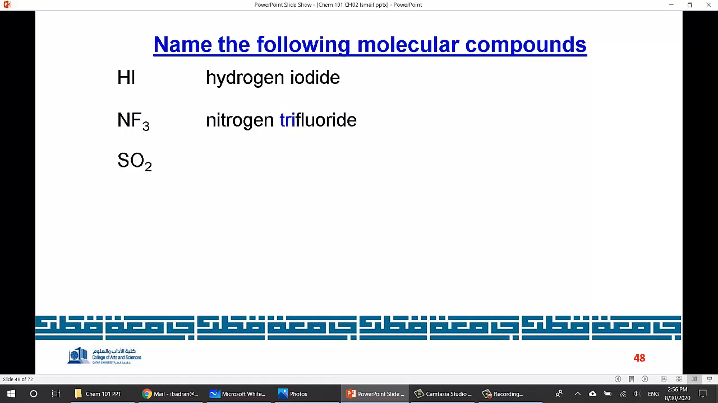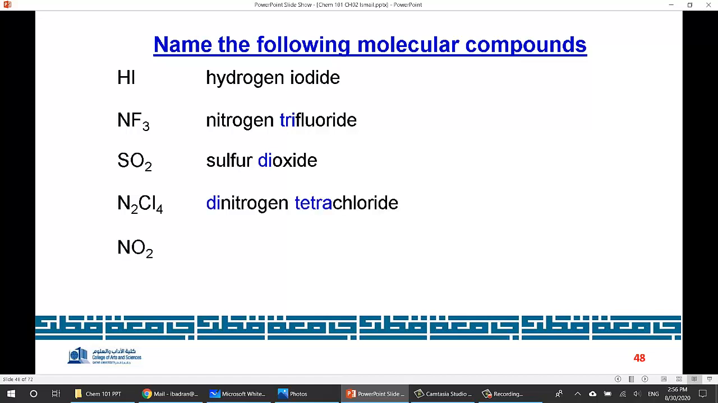SO2, that would be sulfur dioxide. Okay, and N2Cl4. Here we have an example of an element with a 2 at the beginning, so you have to mention di. So you say dinitrogen tetrachloride. NO2, that's just like SO2, nitrogen dioxide. N2O, that's dinitrogen monoxide.